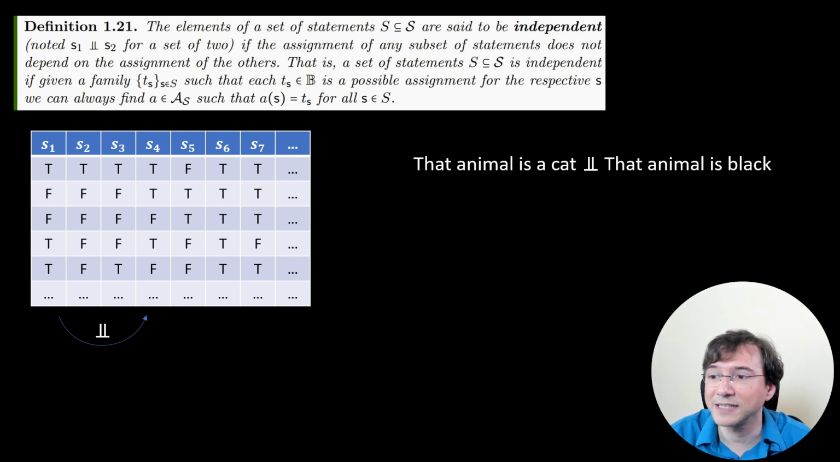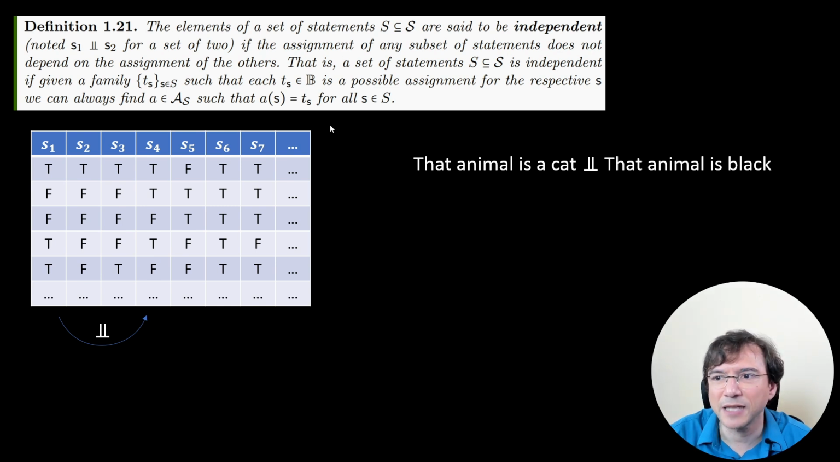There is one last logical relationship that might be interesting, which is independence. If I say that the animal is a cat, then the fact that the animal is black is completely unspecified. And this, as we said before, just means that we can have all the possible permutations in terms of truth value.